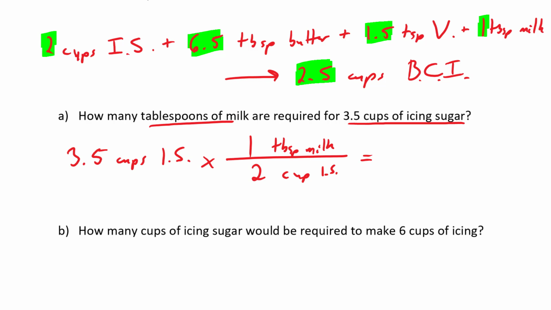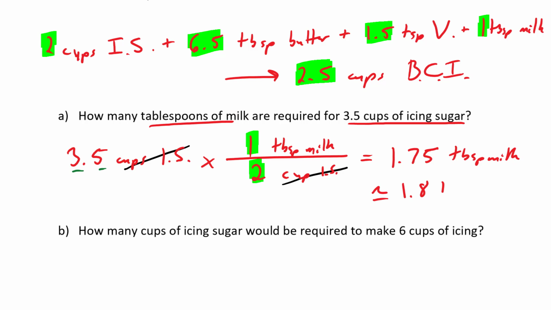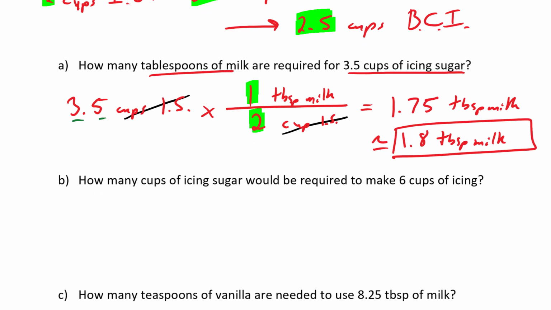3.5 times 1 divided by 2 is going to be 1.75. Units, cups of icing sugar, both cancel out. I'm left with tablespoons of milk. Significant digits now. What did I say? I said the coefficients in our recipe are exact. So here I have 2 digits, so I will round this off to 2 significant digits. 1.8 tablespoons of milk. Final answer. Let's try the next one.